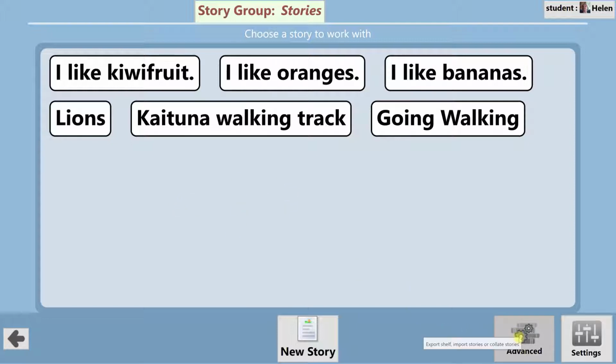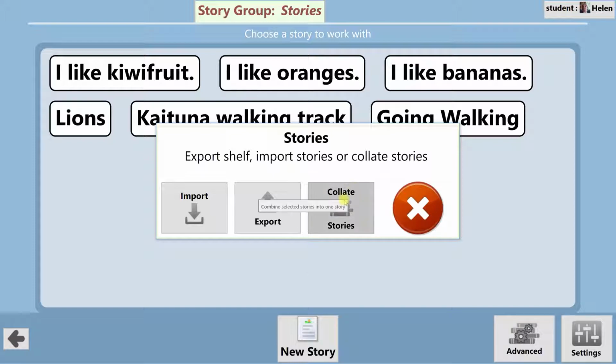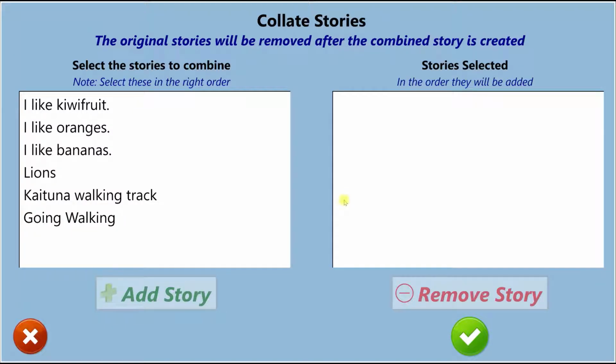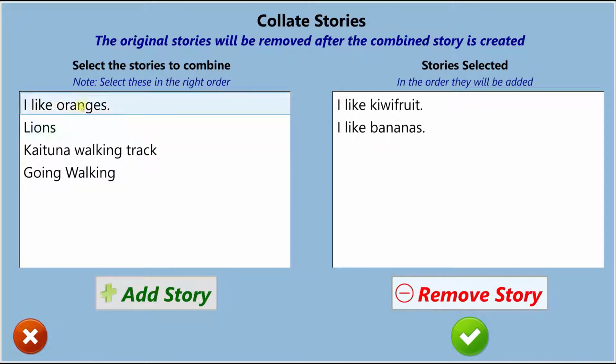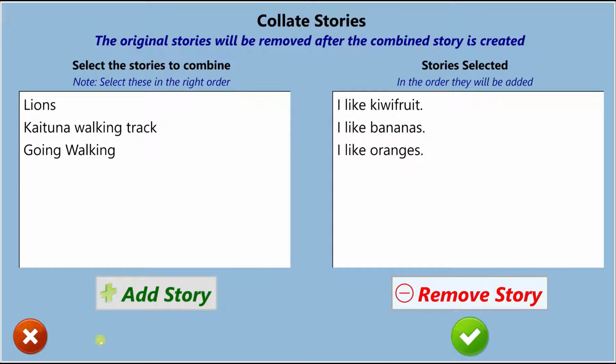Go to the advanced setting under the student's books, Cartooner, Walking Track, advanced setting, and then collate stories. Now in this instance I've got 3 stories that I want to collate. So to do it, all you do is click on them and then add the story. Click on the next one, add the story, and click on the next one and add the story. And there I are. I've got 3 stories now that I've collated into one.